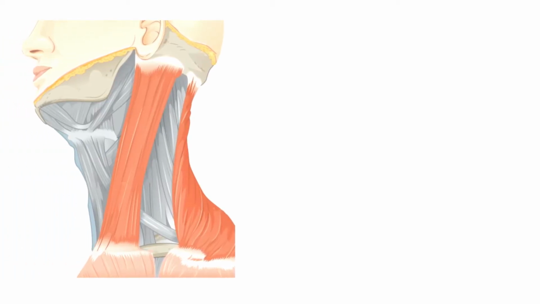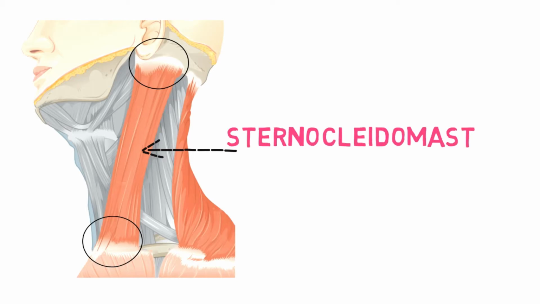Let's have a look. This is the point of origin of the muscle, that is the front of the manubrium of the sternum, and this is the point of insertion of the muscle. So finally, this is the sternocleidomastoid.